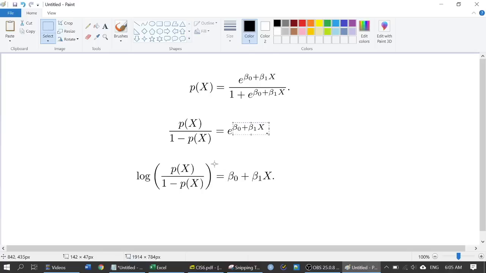So when you have this format, you can say that the left hand side has a linear relationship with the right hand side. This looks very familiar. This looks like linear regression, except that instead of having f(x) or y on the left hand side, here we have the logit function. So this is called the logit function.